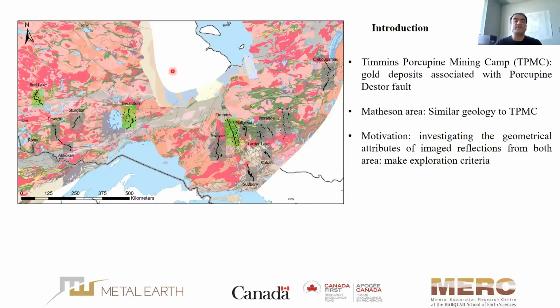This is the Abitibi Subprovince geological map. I think you have seen this map a lot with research sites from the metallurgists. I will show examples from Timmins and Matheson. The motivation is that these two areas have similar geological formations, and they are crossing over the same deformations.